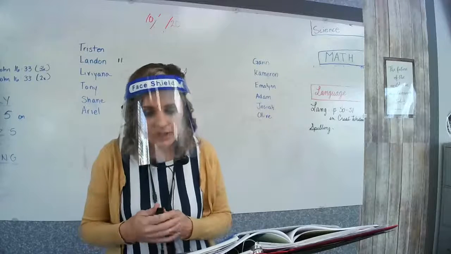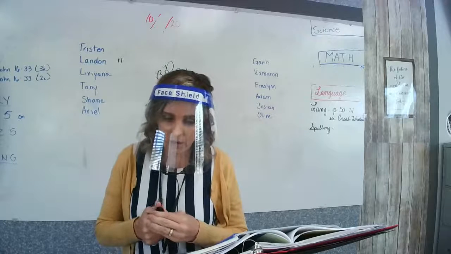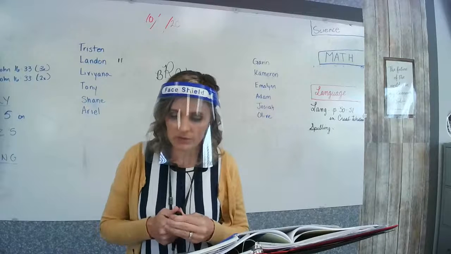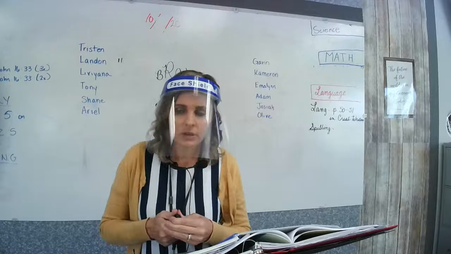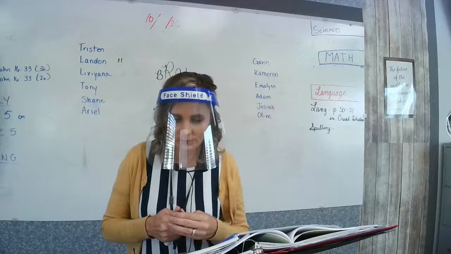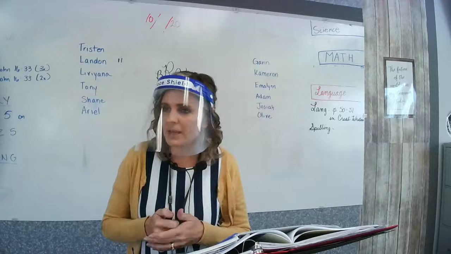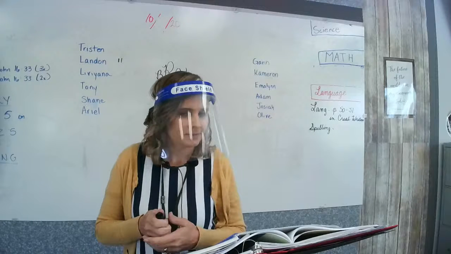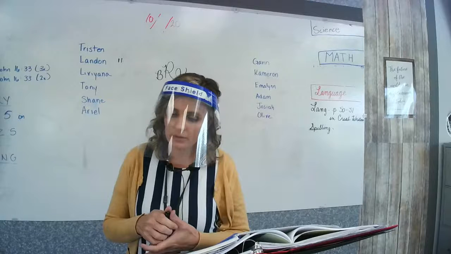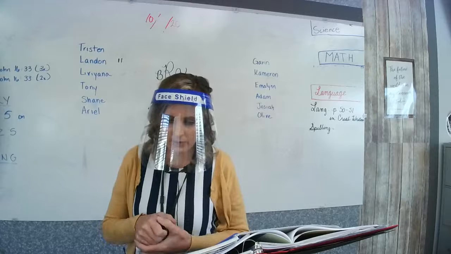Number 8, he was such a blank artist that his work was chosen for display in City Hall. Tony, what do you think it is? Well, they wouldn't have displayed it in City Hall, probably, if it was that bad. Adam, what do you think? Capable. Good. He was such a capable artist.